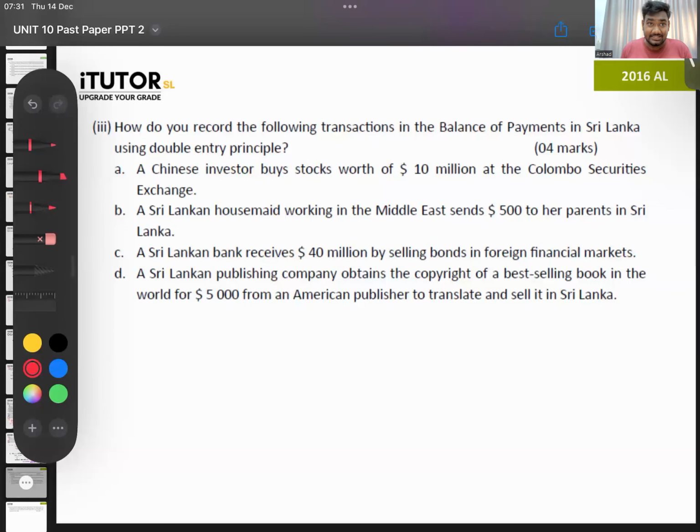2016 A Levels, question number 3. How do you record the following transactions in the balance of payments in Sri Lanka using the double entry principle?